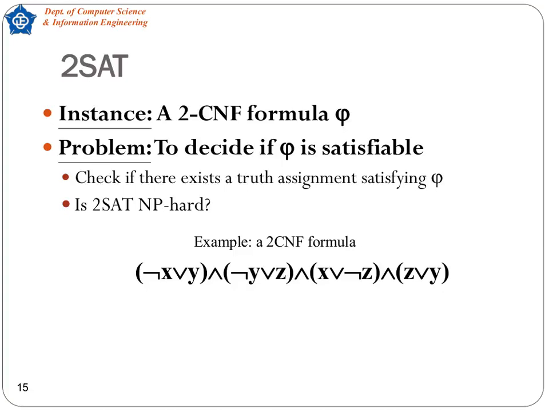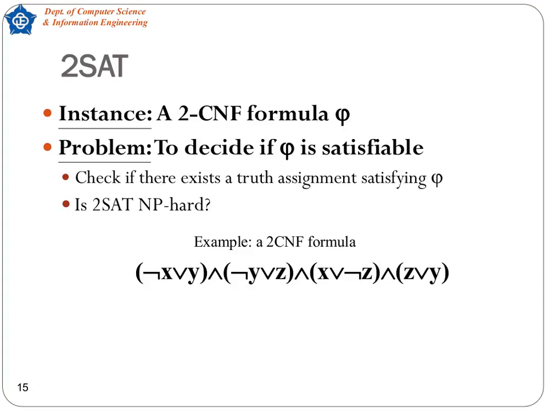Right away, two questions pop up. How can we check for such an assignment efficiently? And is 2-SAT hard, or can it actually be solved in polynomial time? To make this concrete, take a look at the example formula on screen: (not x or y) and (not y or not z) and (x or not z) and (z or y). We'll come back to this example as we explore both the structure of 2-SAT and the algorithms used to solve it.